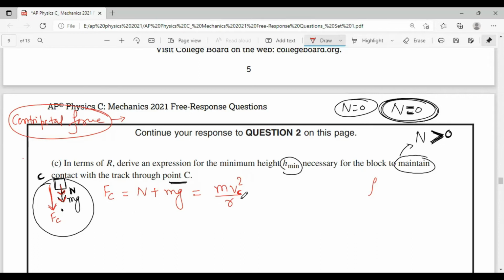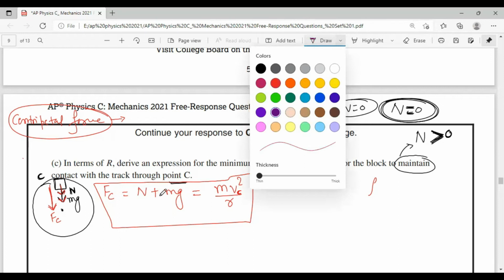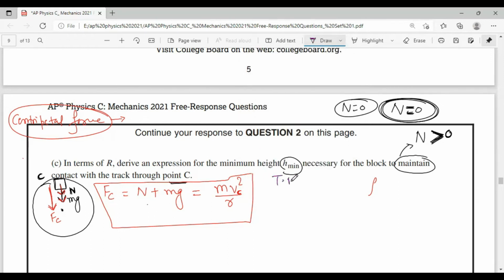So to calculate, we have to calculate the H minimum. But in this approach, we are unable to calculate H minimum directly. So we can also apply the total mechanical energy conservation here. Total mechanical energy at point A should be equal to total mechanical energy at point C. So what will be the total mechanical energy at point A? Kinetic energy will be 0 plus potential energy will be mgh.